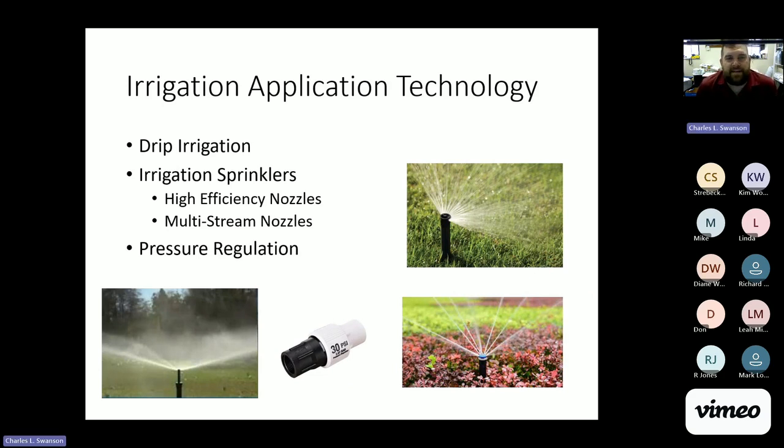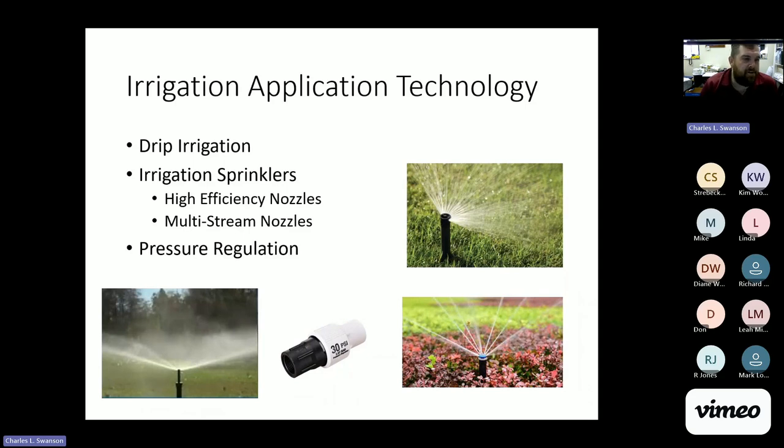When we look at application technologies, we can basically break application technologies into three subsets. We have drip irrigation, you have your irrigation sprinklers, and then more common today is the importance of pressure regulation. Drip irrigation technology really hasn't changed in the last 20, 30 years. Emitters still primarily work the same way they've always worked.